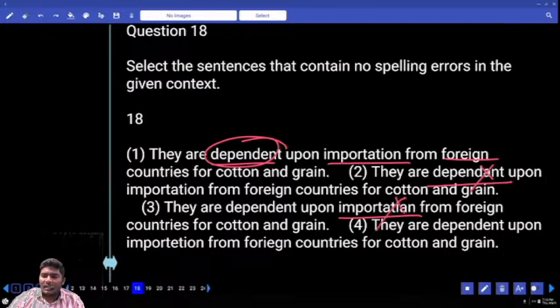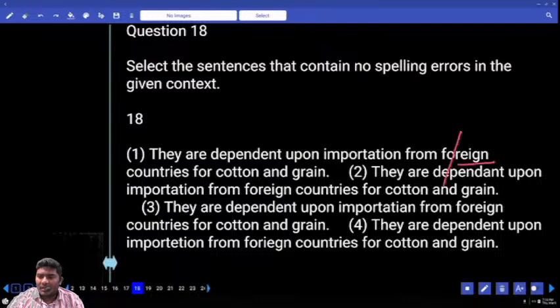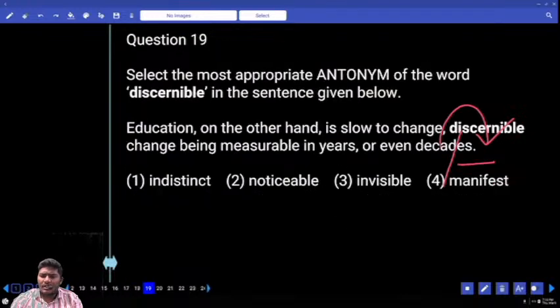Next, what else is there? Foreign, foreign. Which one is correct out of these two? First one or fourth one? First one, REIGN, foreign. If you don't know the spelling of foreign, eliminate in this way. Reign is nothing but one place, kingdom of somebody. Foreign, a foreign area.